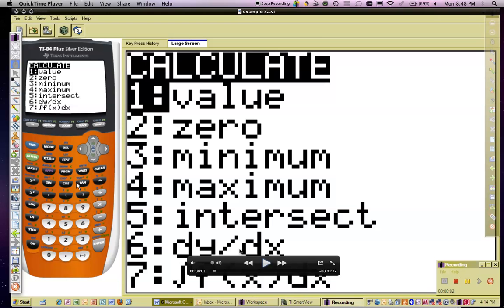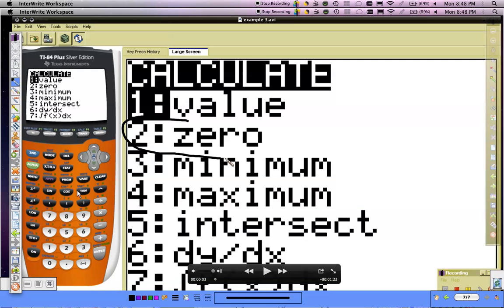You have dy over dx, you don't know what that is. You have the integral of f of x dx, you don't know what that is. That's all cool. Really, the ones that are going to be important for us are the minimum, the maximum, and most importantly right now, the second one on the list, the 0. That's super important for us because that can help us very easily solve these quadratic equations.